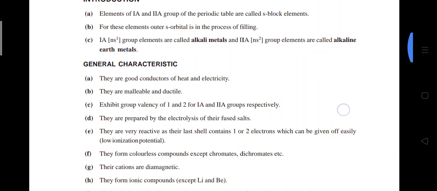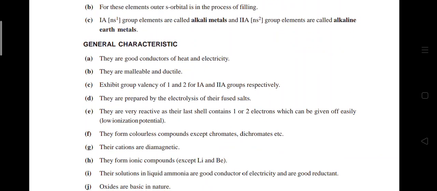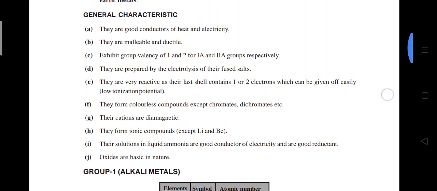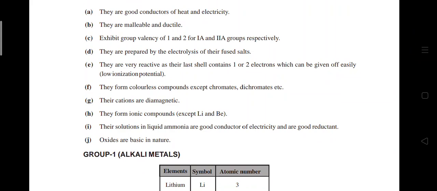General characteristics. They are good conductors of heat and electricity. They are malleable and ductile. They exhibit group valency of 1 and 2 for group 1 and group 2 respectively. They are prepared by the electrolysis of their fused salts. They are very reactive as their last shell contains 1 or 2 electrons which can be given off easily.